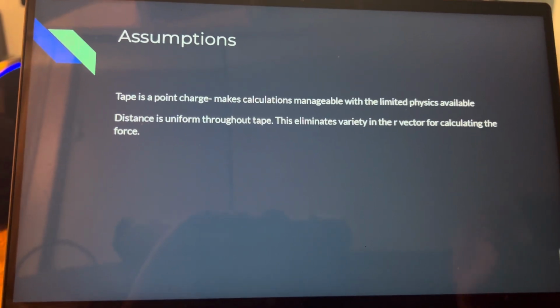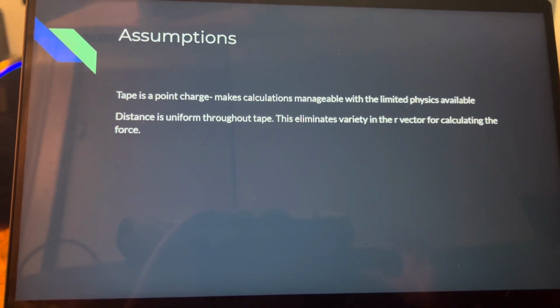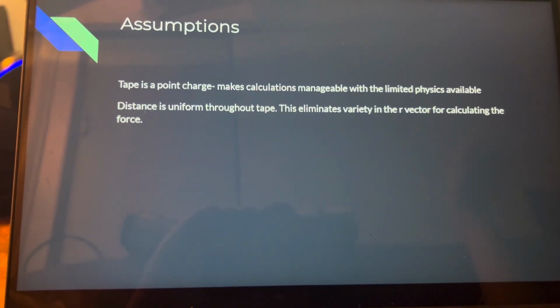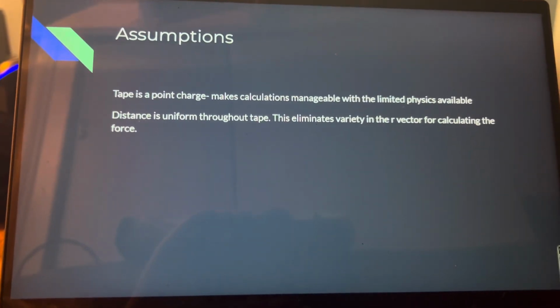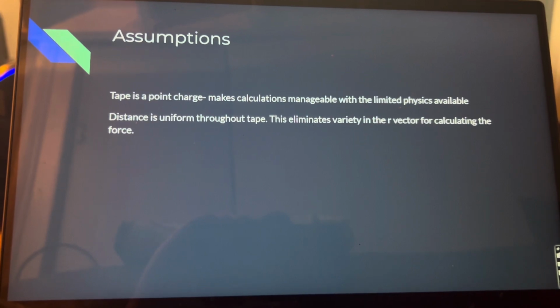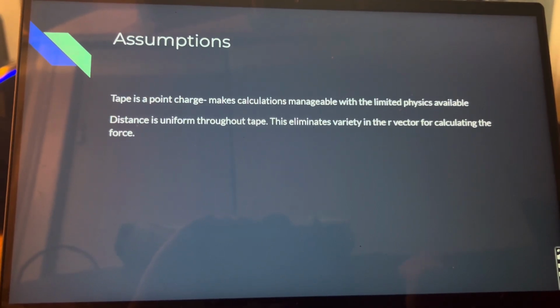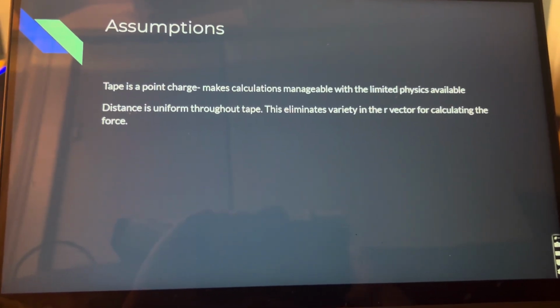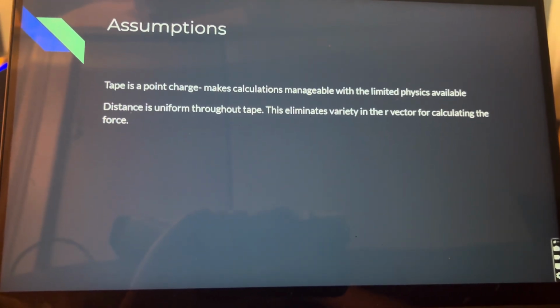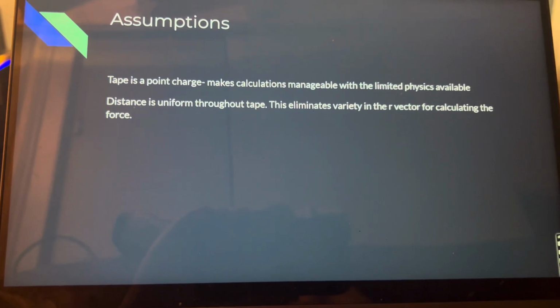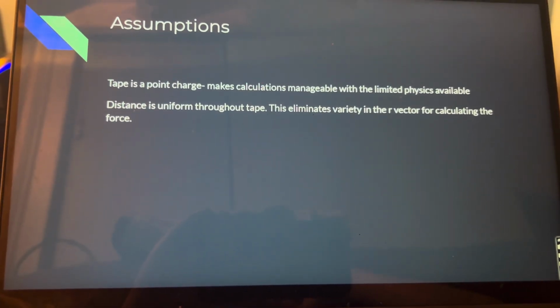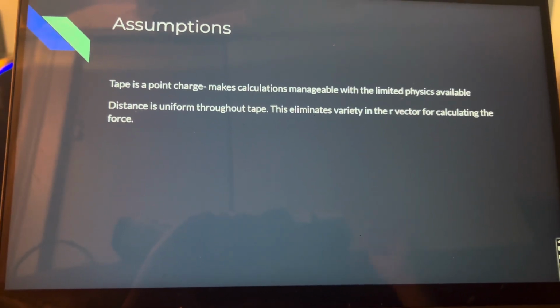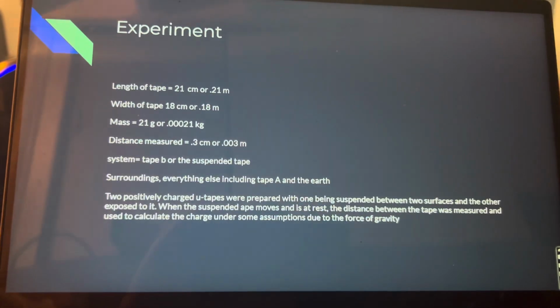Both tapes are considered point charges because the charge is actually dispersed throughout the entire pieces of tape, but it's easier to make calculations assuming it's a point charge, specifically with the limited physics knowledge we have. And we also assume that the distance between the two tapes is uniform to make calculating the distance in the vertical direction simpler. There could be inconsistencies in the pieces of tape, which is a possible error I will discuss, but we just assume that the distance was all the same.